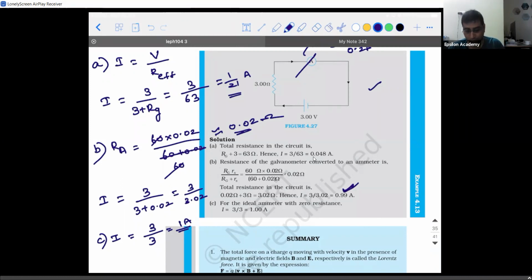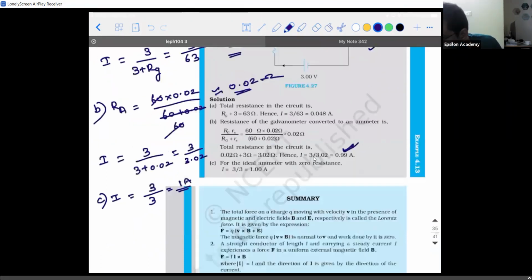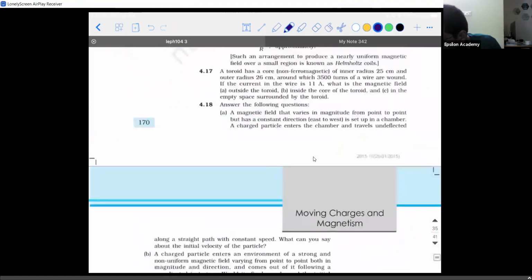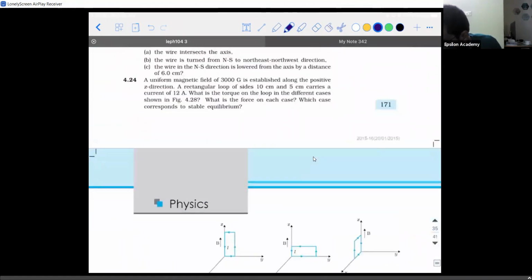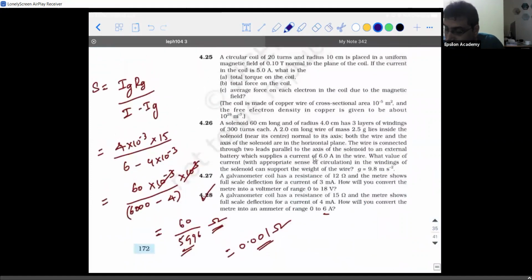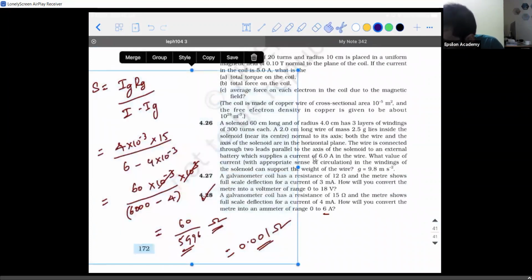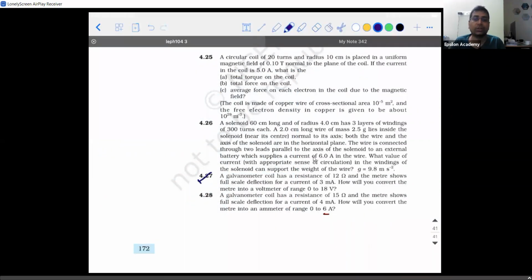So let's do the next set of problems. (4.27). Let's try that.